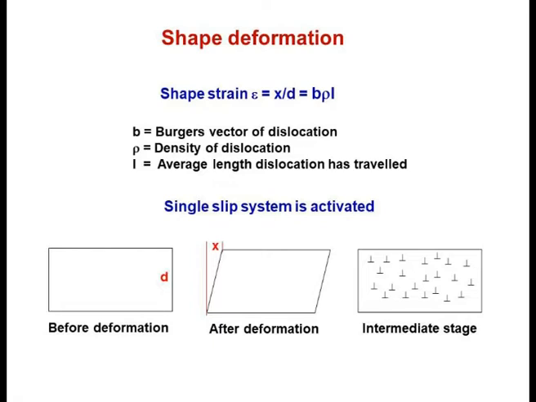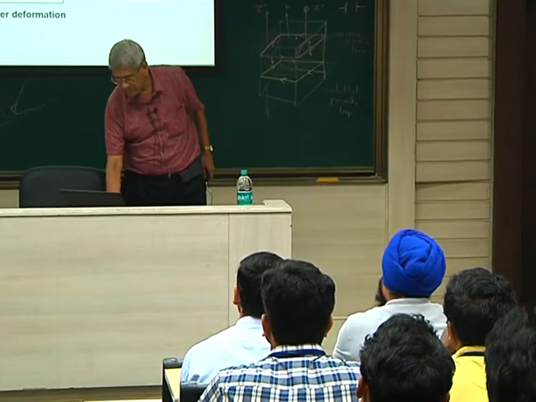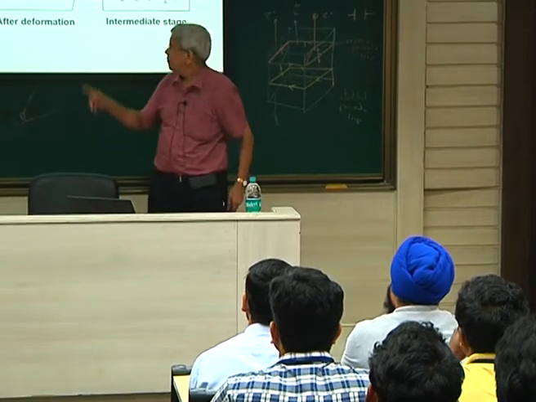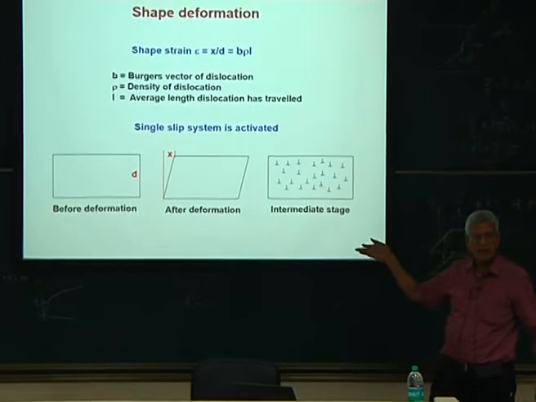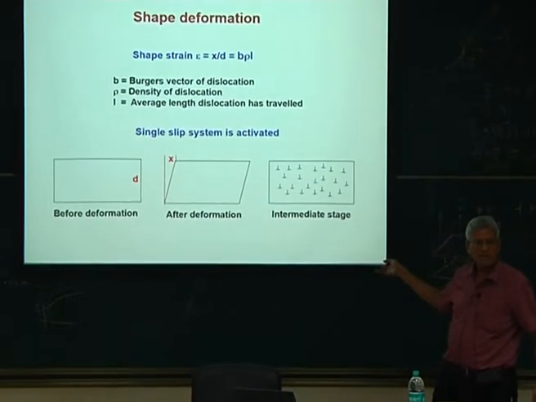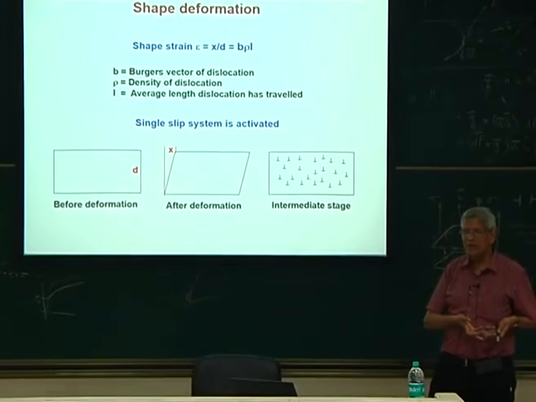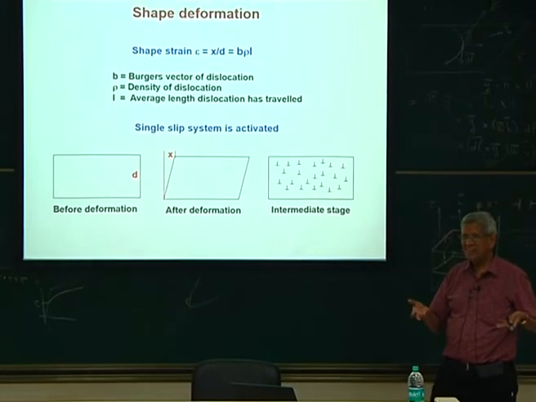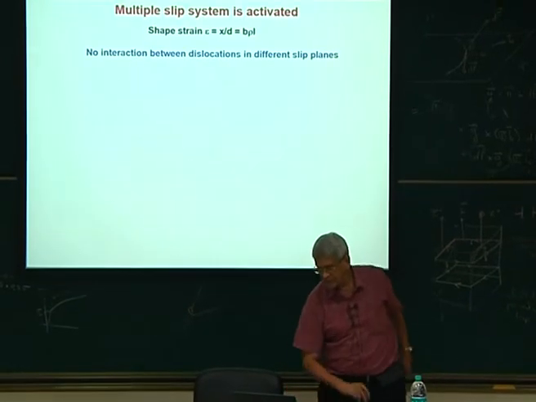Since it has moved, within the sample you will not see any dislocation if a single slip system activates. But these are the type of dislocations you see at an intermediate stage. Unless all of them come out of the sample surface, the shape strain will not be there. Once they have moved out, what is there within that sample? Nothing. Right? This is how a deformation will take place if it's a single slip system.